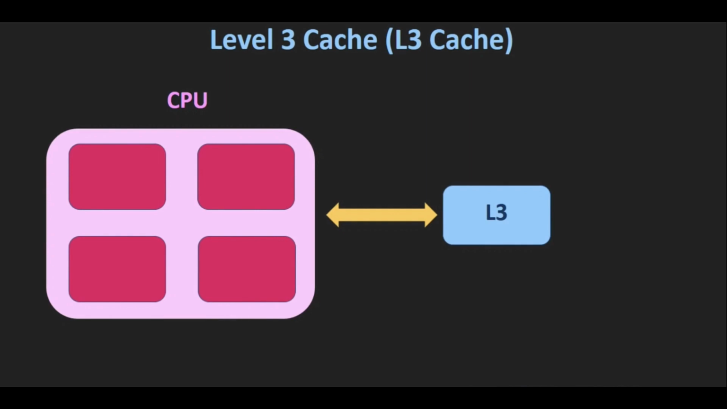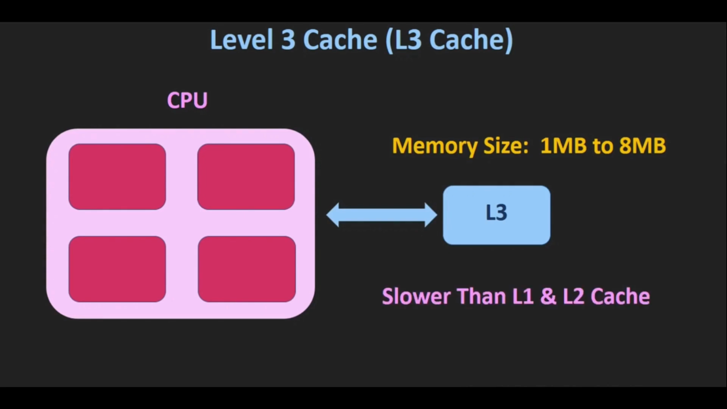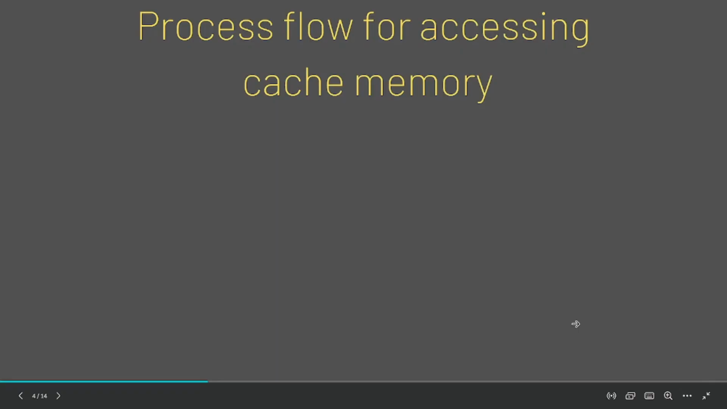So now this level 3 cache is shared among all cores and it is outside the CPU. The memory size of this level 3 cache is a range of 1 MB up to 8 MB for high-end processors. But it is slower than L1 and L2 cache. But still it is faster than random access memory or RAM.